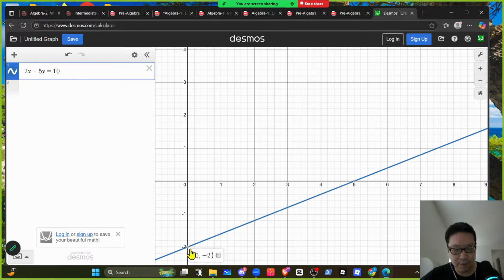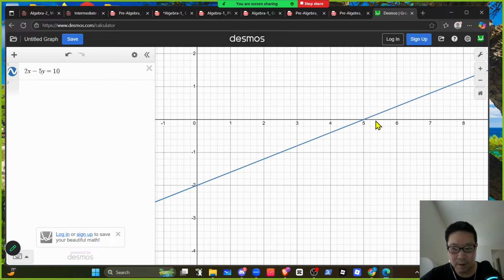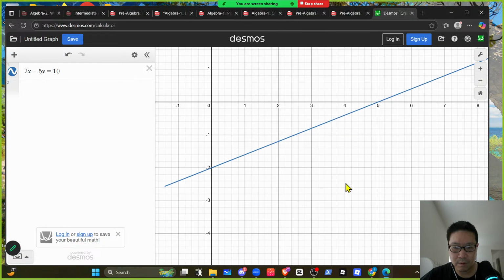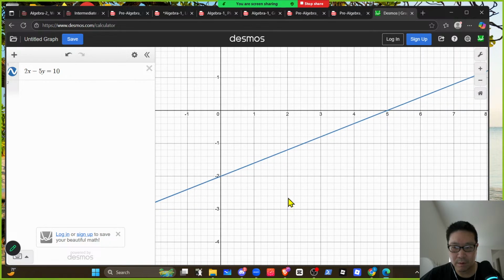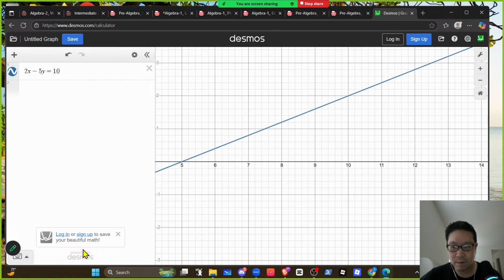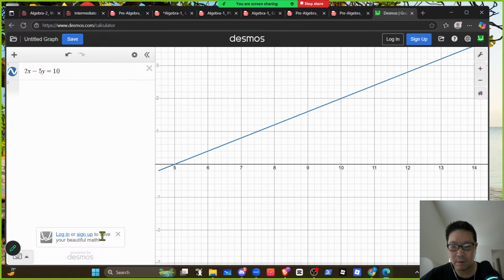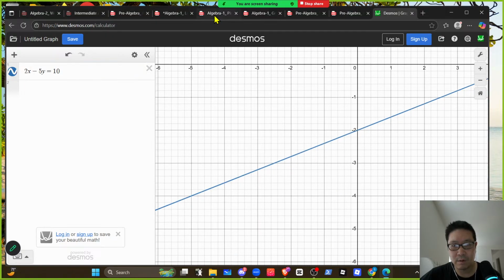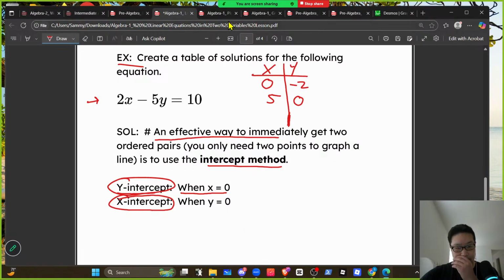So here are our two intercepts, 0, -2, and 5, 0. And I'm trying to look for an integer solution. So 6 and actually, never mind. How about this one? Oh wait. -5? -5 for x. Let's try -5 for x.